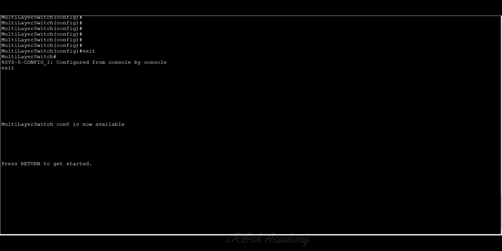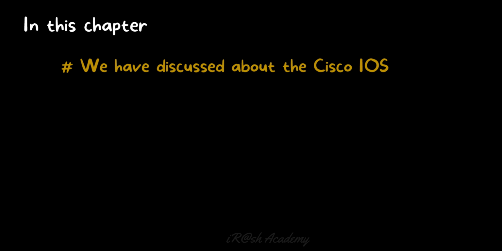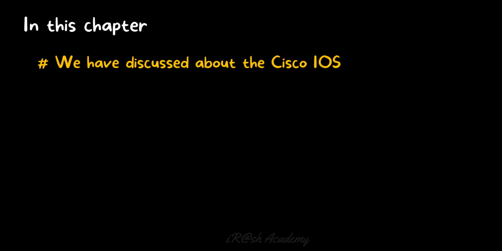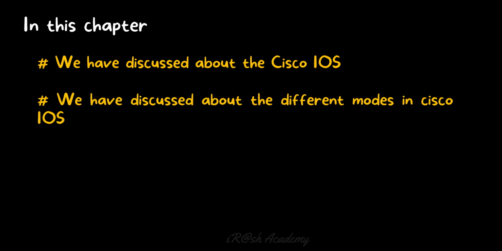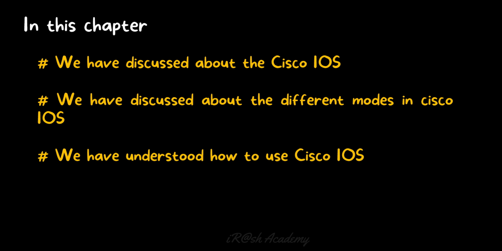Now here I have shown you a lot of tips about the navigation of the Cisco IOS. By using these tips, you can use the Cisco IOS very efficiently. You can gain more skills in the Cisco IOS. If you want to be a professional network engineer, then you need to be a master in Cisco IOS administration. So in this chapter, we have discussed the Cisco IOS. We have discussed the different modes in Cisco IOS. And finally, we have understood how to use Cisco IOS.